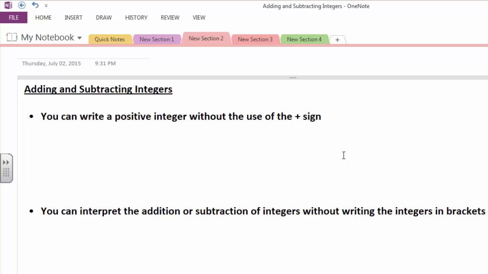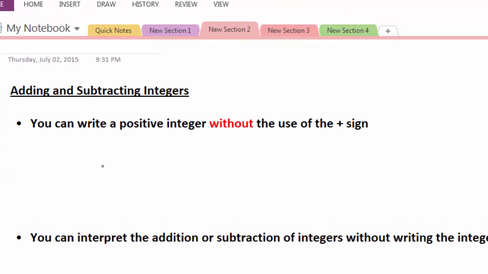It's saying you can write a positive integer without the use of the plus sign. Can you see this one? Very important. I'm going to make it in red. Again, you can write a positive integer without the use of the plus sign. So, a very simple example: I can say positive 3 between brackets. This is what we learned in lesson 1 and lesson 2. Do I need to have all of that or to use the positive 3? No.